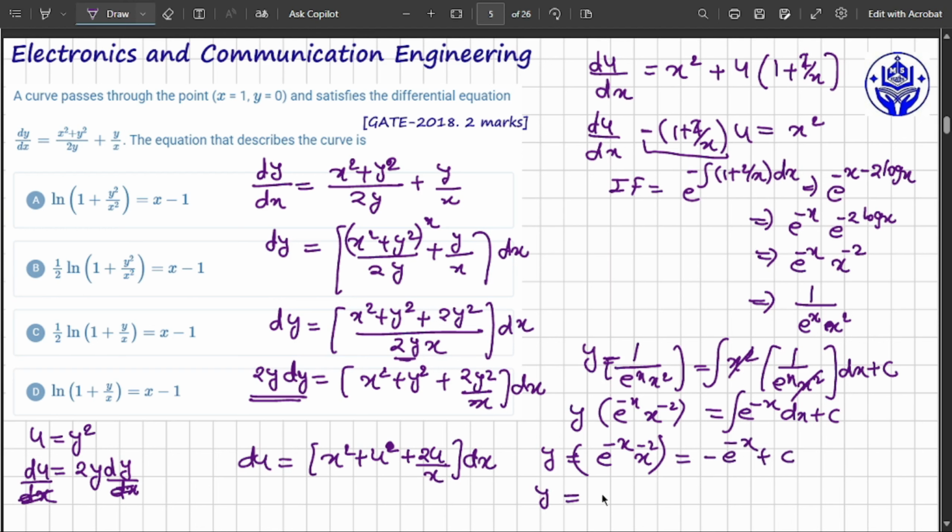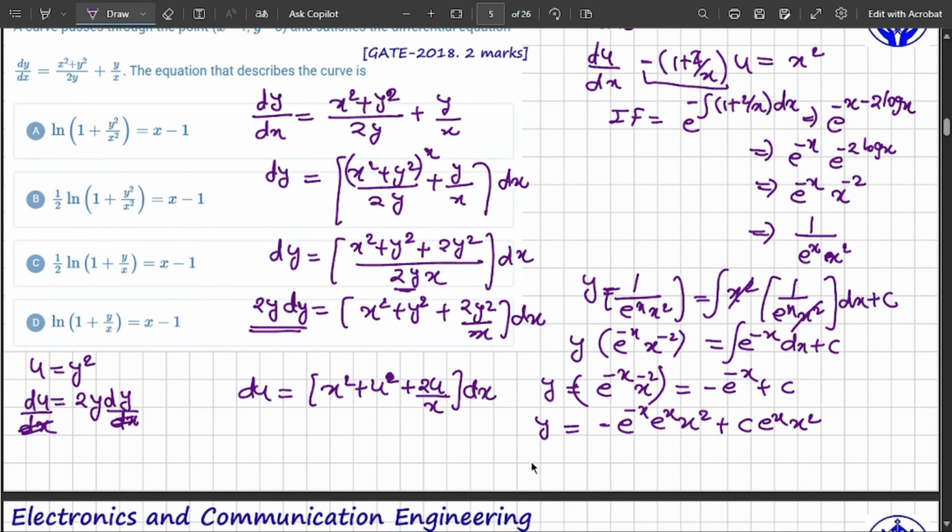Now y is nothing but, this will get cancelled, or if we write here, then e to the power of minus x, e to the power of x and x square plus c, e to the power of x and x square here. Okay, now here I can write y is equal to minus of x square plus c e to the power of x and x square. Now what is the solution? How can I write this one?